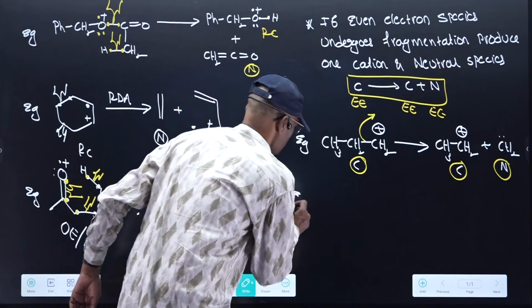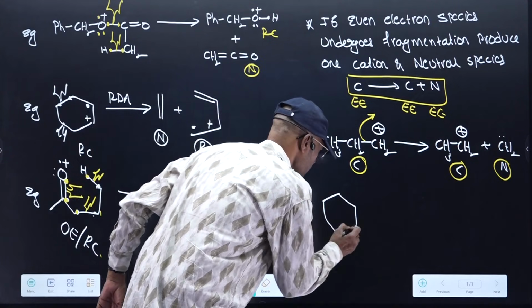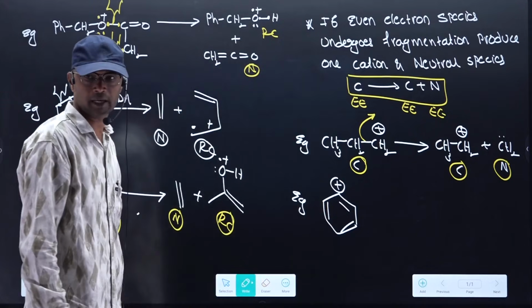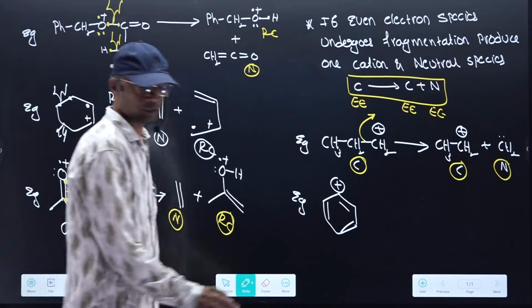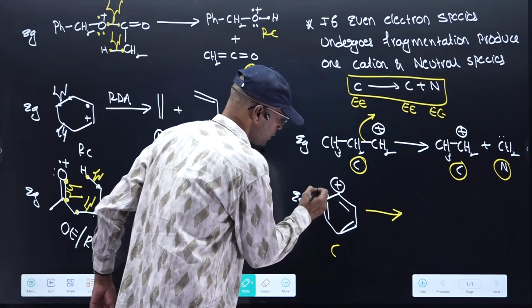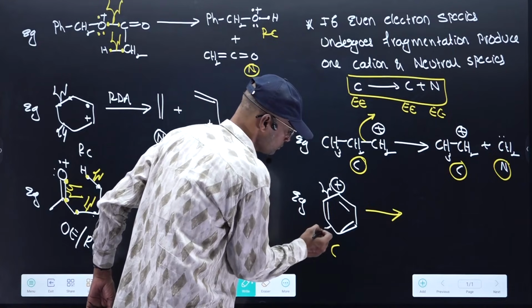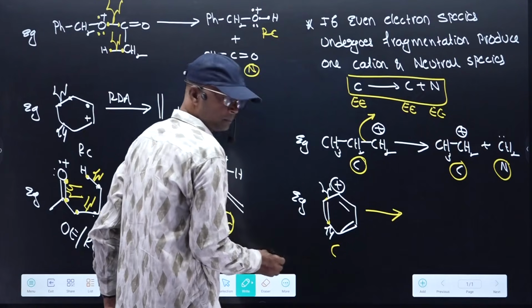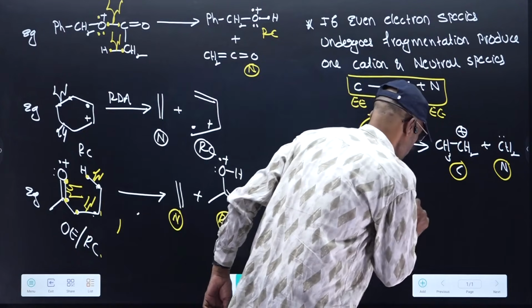Clear? Suppose I take this molecule, this is benzene. Is it even electron, cation, or any radical cation? Cation, it is a cation, even electron. This undergoes fragmentation, see this. Here I am breaking this bond. If I break this bond, this radical becomes a triple bond. So there is a formation of a triple bond.